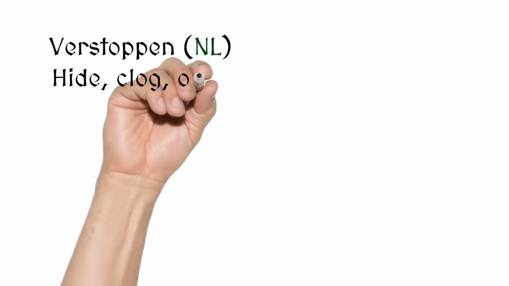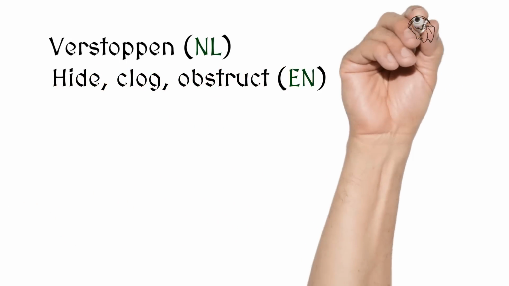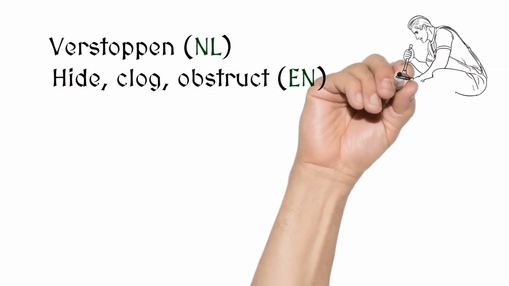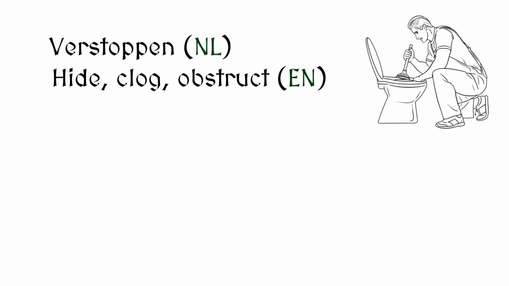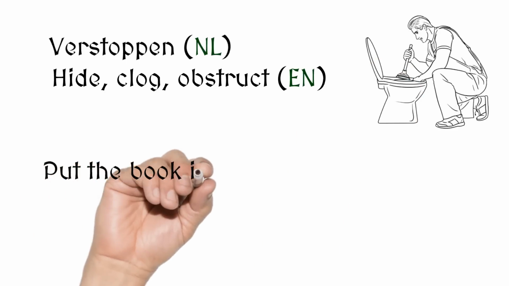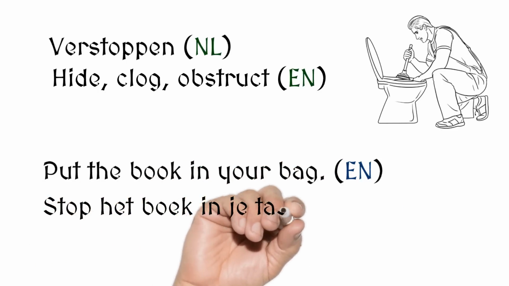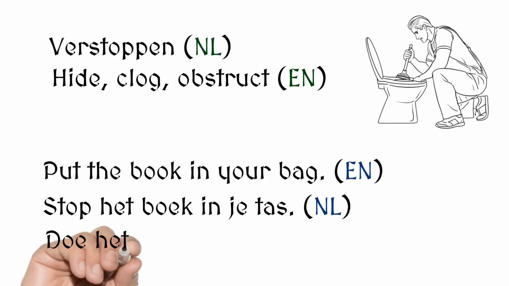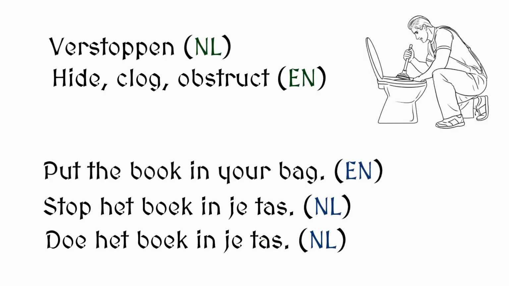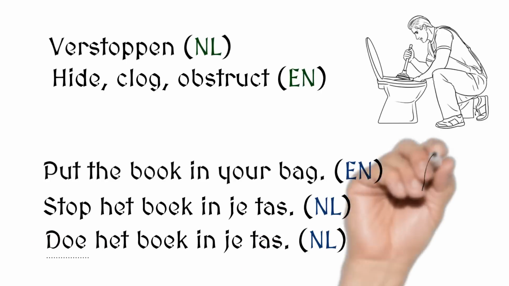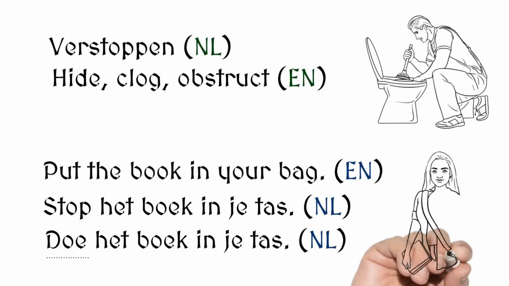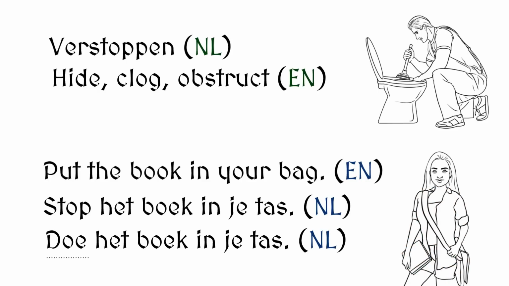It means to hide or to clog something, as in, for example, the drainage is clogged, or your nose is stuffed up, let's say. Fun fact, in Dutch you don't say put the book in your bag. You say stop het boek in je tas. Or you can also say doe het boek in je tas. The Dutch verb doen is of course cognate with the English verb to do. You can again see my point about cognates and false friends.